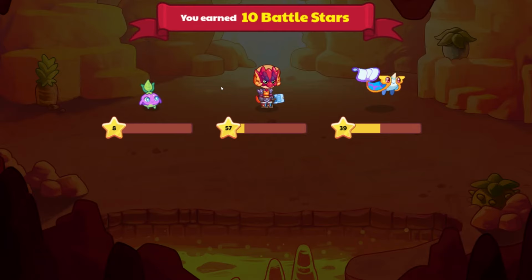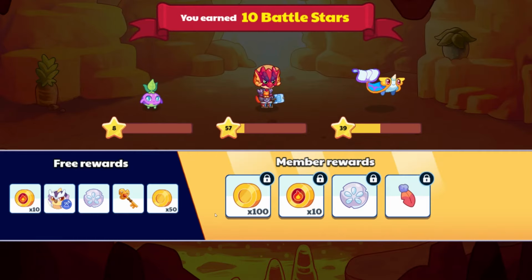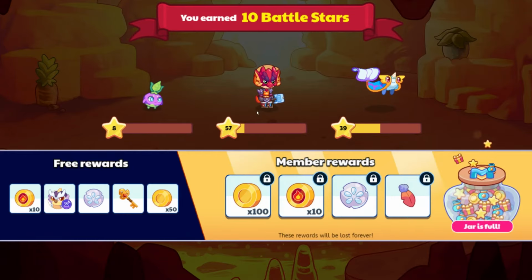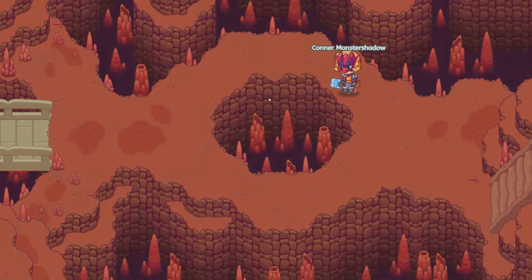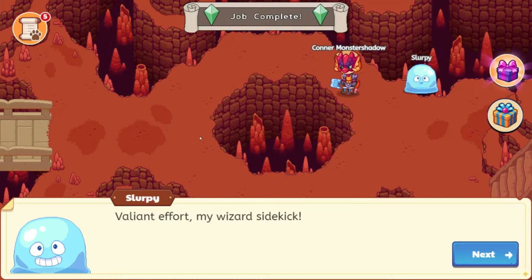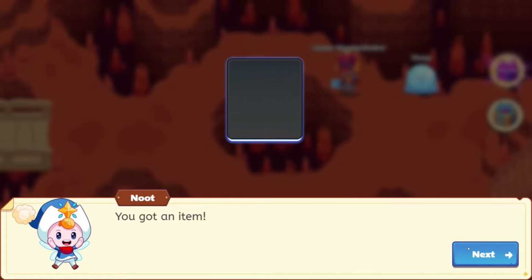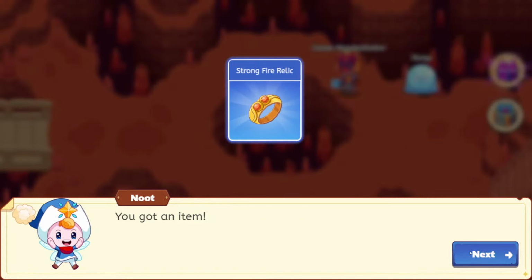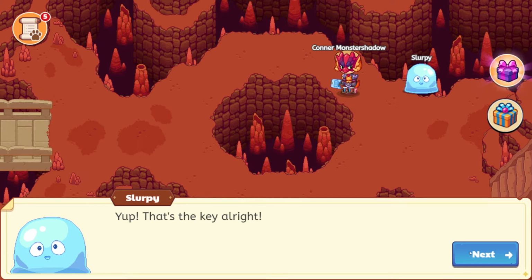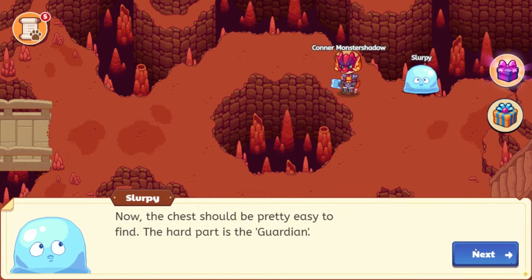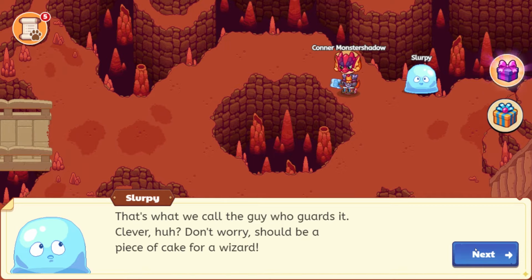All right, Saplet has leveled up there as well. We have the key. That's an awesome key. All right, continue. Valiant effort, my wizard sidekick. Thank you, Slurpee. I bestow upon thee the gift of fire. Woohoo! All right, we have the strong fire relic now. Yep, that's the key, all right. Now, the chest should be pretty easy to find. The hard part is the guardian. Uh-oh. That's what they call the guy who guards it. Clever, huh? Don't worry. Should be a piece of cake for our wizard. Sounds good.